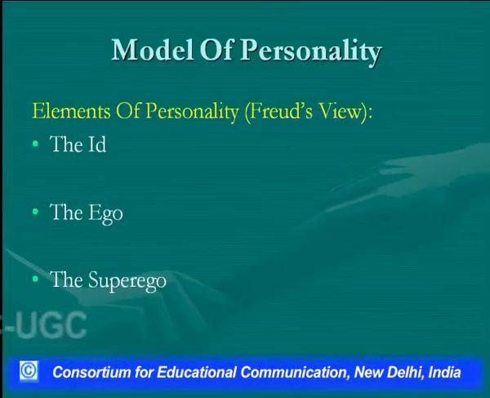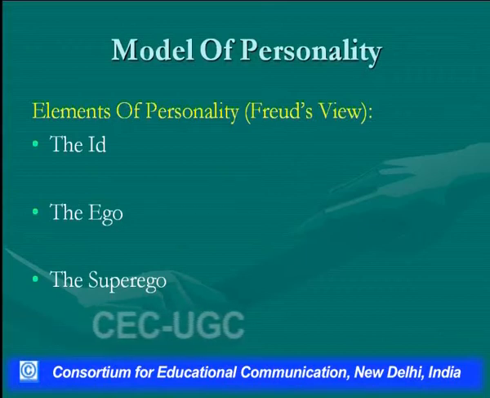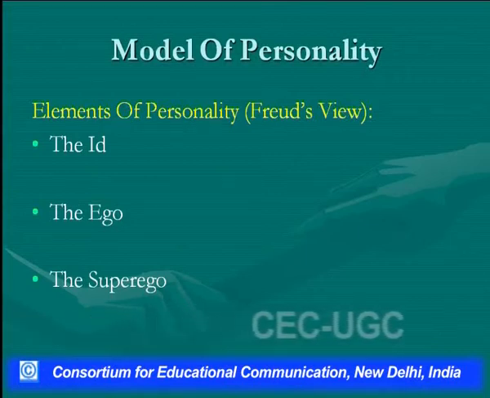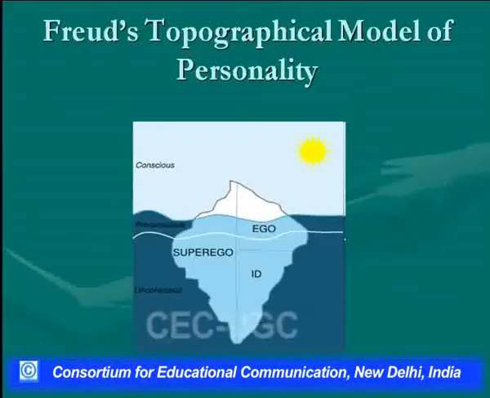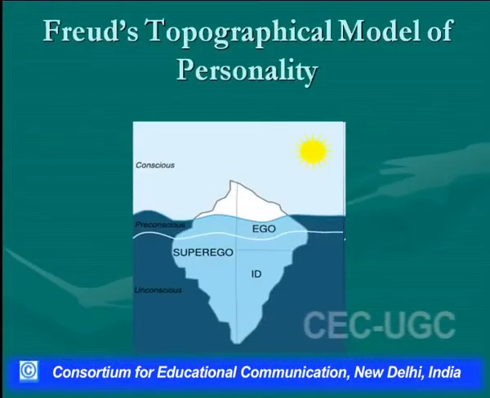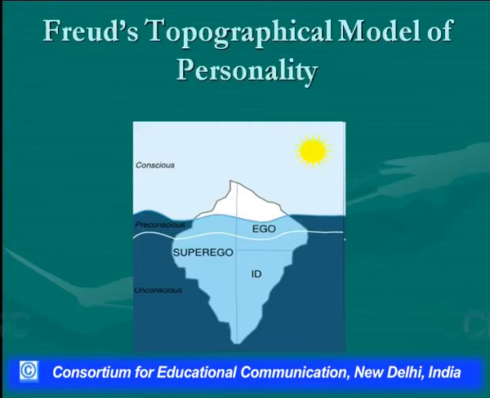Now let us build this model because it is very important from the human organization point of view, that is, the model of personality. There are elements of personality according to Freud's view. The first we have already talked about is the ID. The second is the ego. The third is the superego. And let us do this according to the diagram which is in front of the screen. The Freud's topographical model of personality. If you see, on the right side there is a rising sun. That means you are conscious.